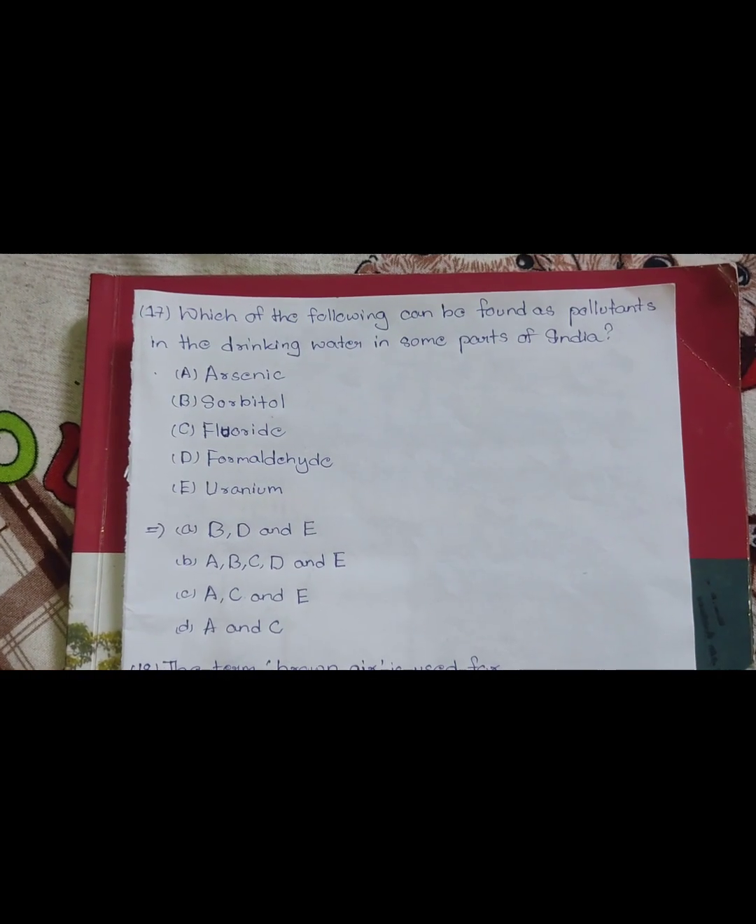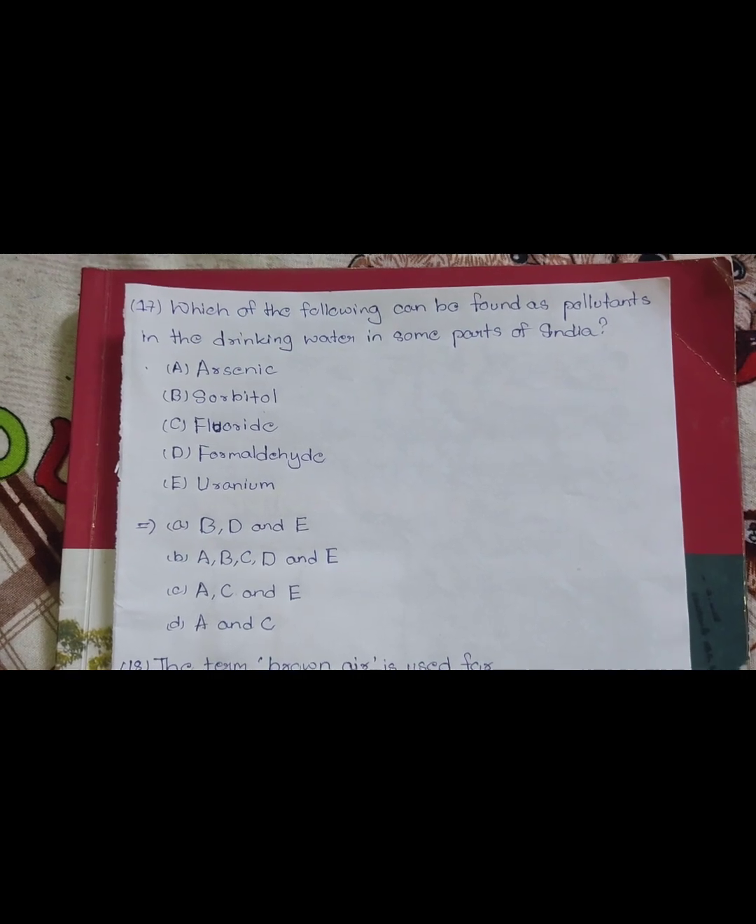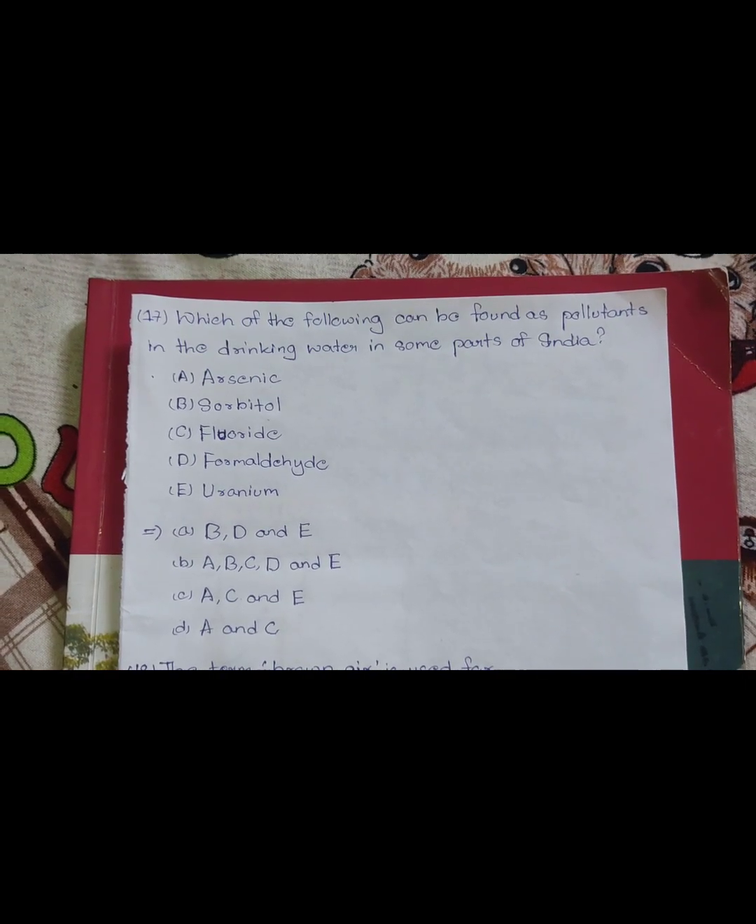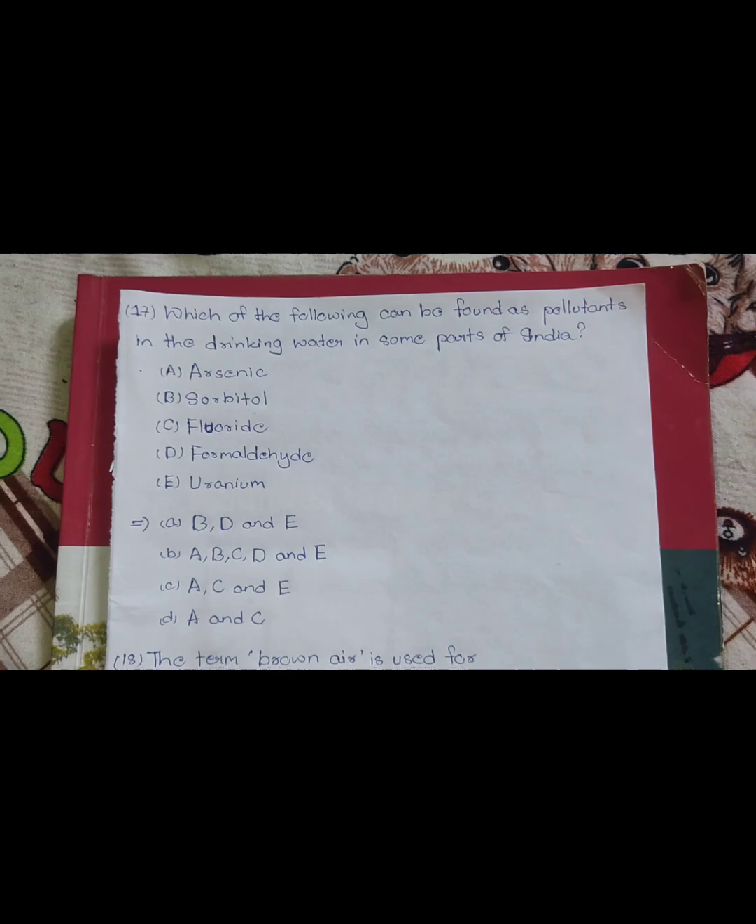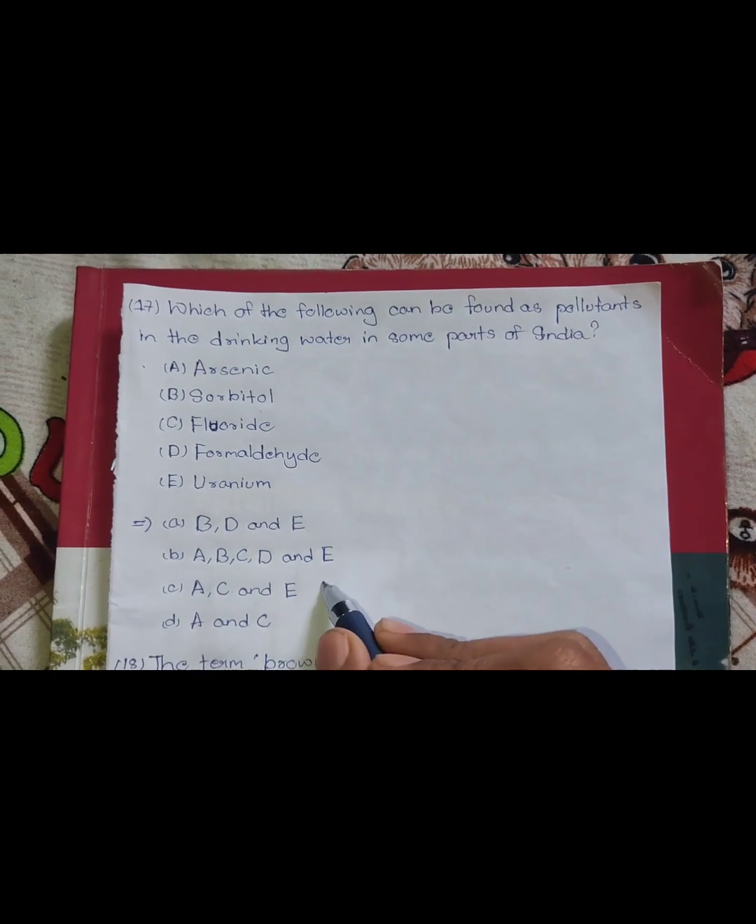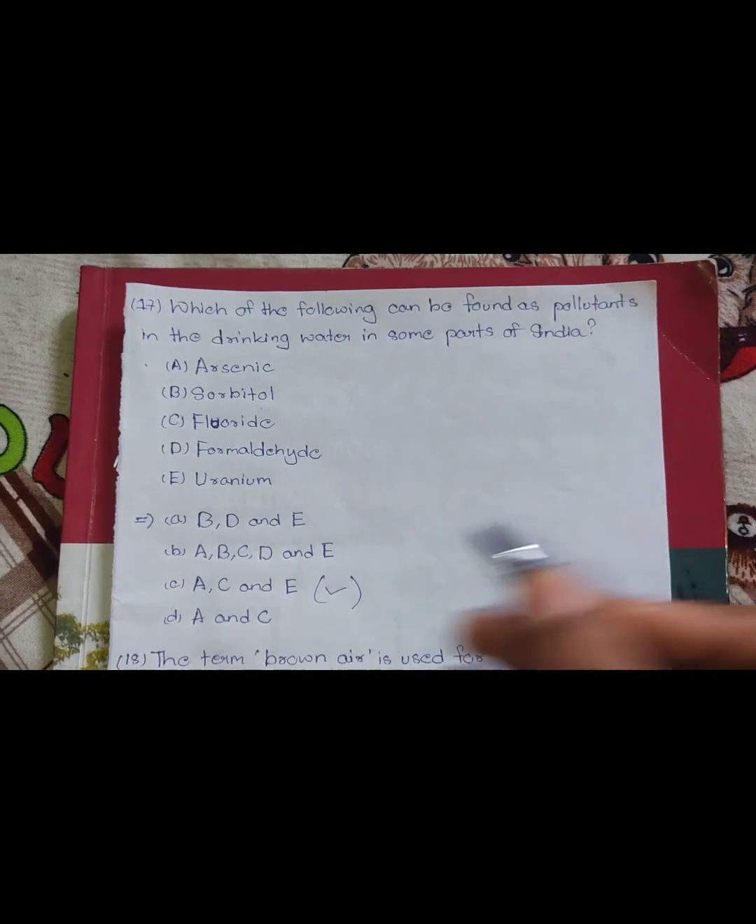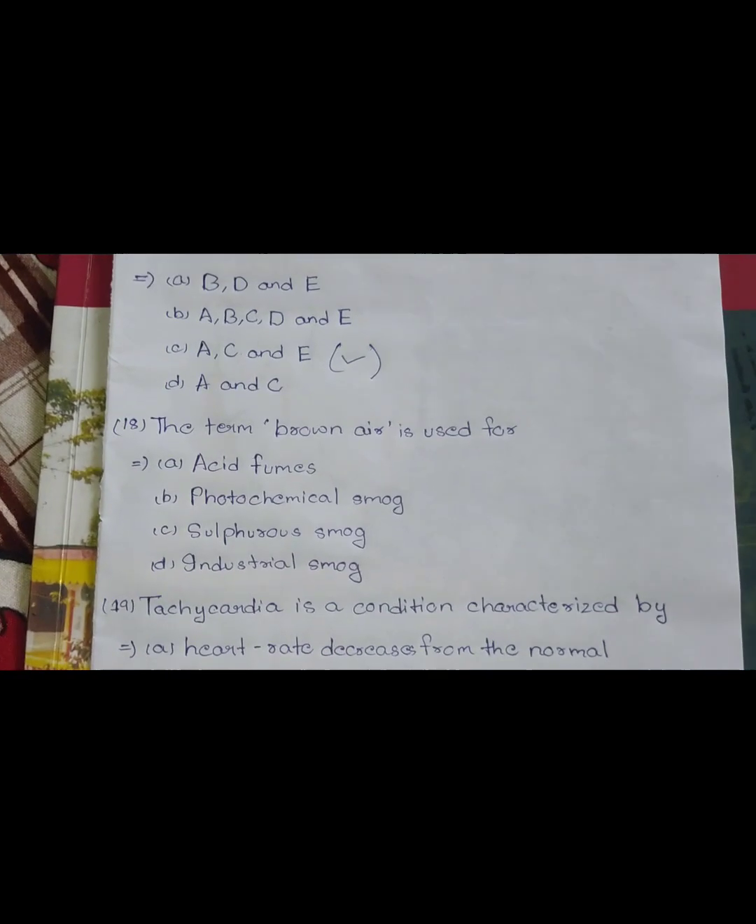Option A, A, B, D, and E. Option B, A, B, C, D, and E. Option C, A, C, and E. Option D, A, and C. So the right answer is option C, A, C, and E: arsenic, fluoride, and uranium. Next question.